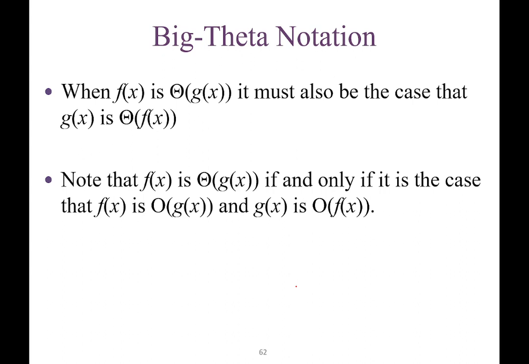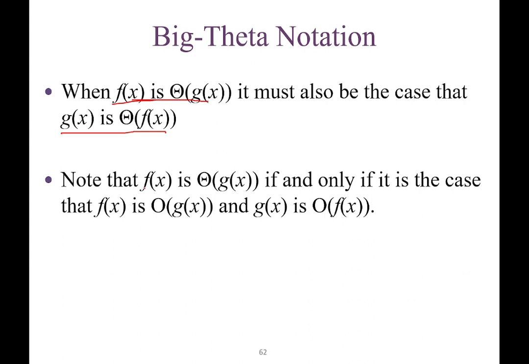Next, let's see, if f of x is big theta of g of x, then it must be the case that g of x is big theta of f of x, because once we write the big theta notation, we already know that they are of the same order. So f of x is the same order as g of x. So they are big theta of each other.